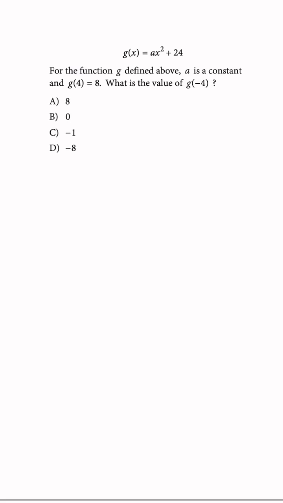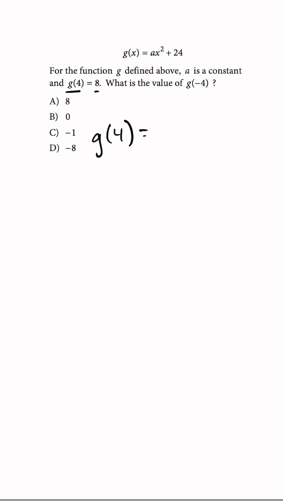I got you. So the problem says for the function g defined above, a is a constant and g of 4 is equal to 8. What is the value of g of negative 4? So first of all, they tell us that g of 4 is equal to 8. With function notation, whenever we have g or whatever letter in parentheses and then a number, that just represents the number that we plug in for x in the function.